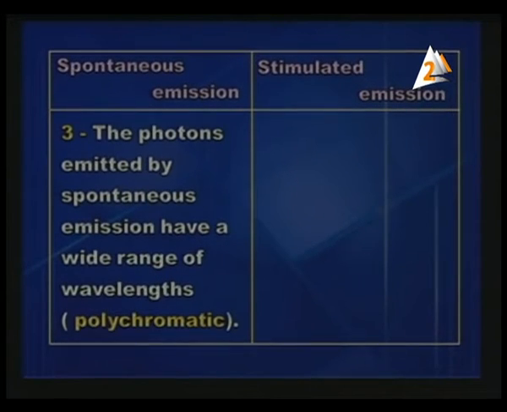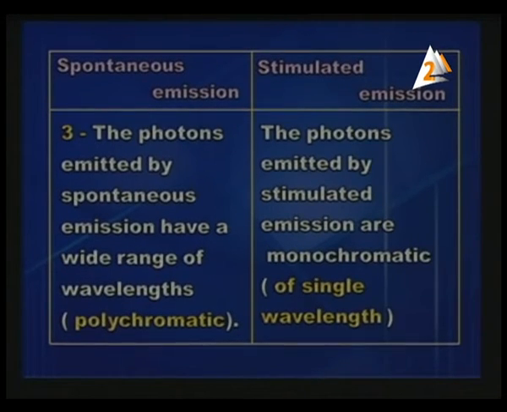The photons emitted by spontaneous emission have a wide range of wavelengths, a wide range of frequencies, so we call it polychromatic. Poly means many, chroma means wavelengths. Photons emitted by stimulated emission are monochromatic. They are of a single wavelength, just one wavelength.